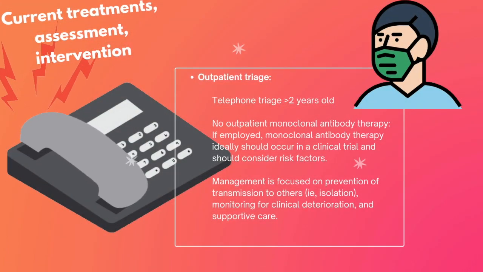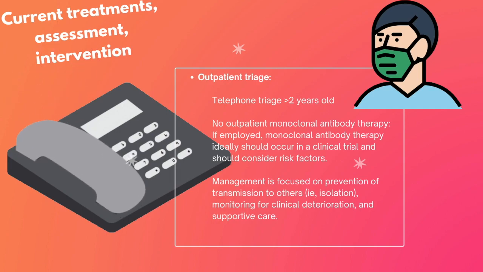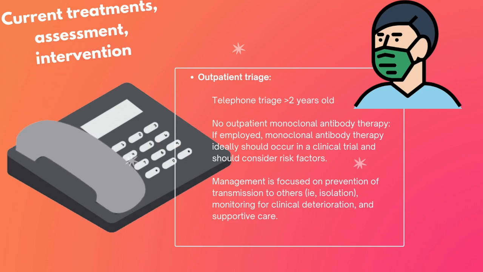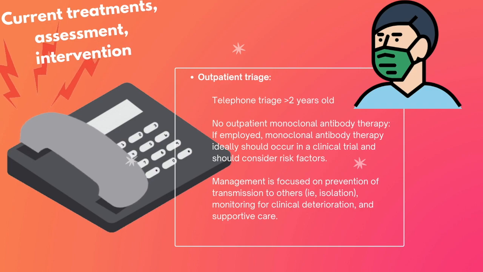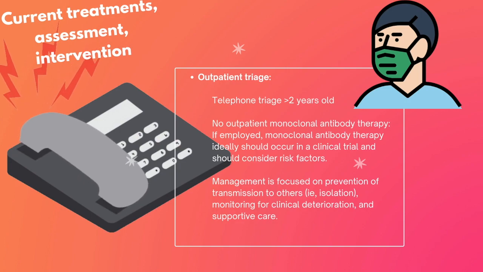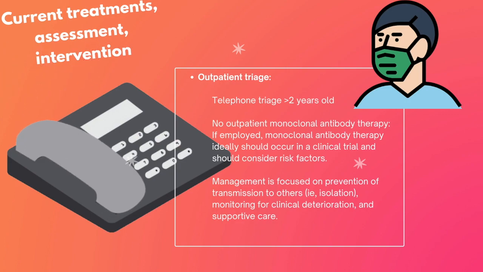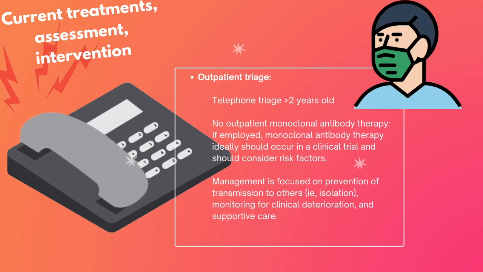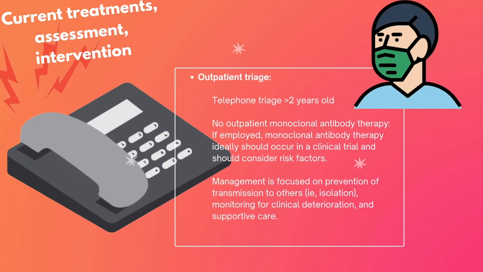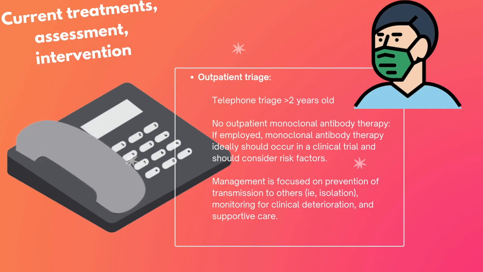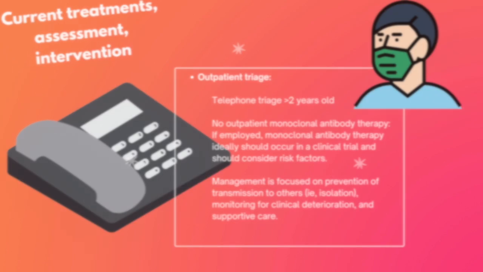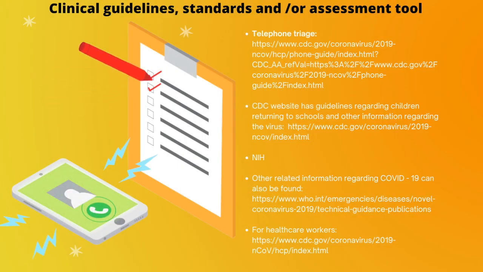The further current treatments and assessment intervention is the outpatient triage. The CDC has a telephone triage guideline for children who are more than 2 years old. Second, there is no outpatient monoclonal antibody therapy; if employed or given in the outpatient setting, ideally it should occur in a clinical trial and should consider risk factors. Management is focused on prevention of transmission to others, like isolation, monitoring for clinical deterioration, and of course, supportive care.